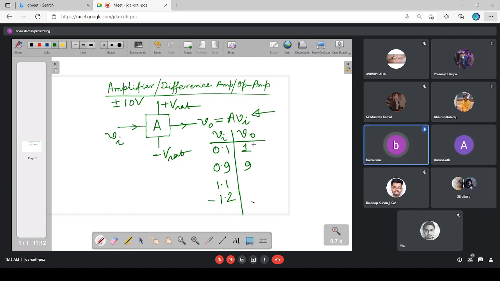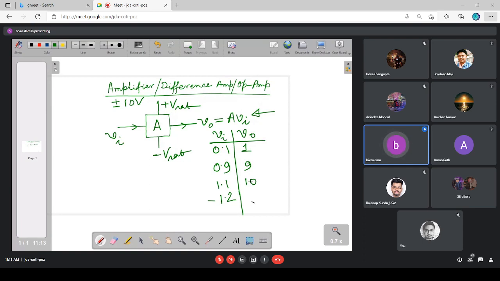When the input is 1.1 volt, what is the expected output? 11 volt. But what will be the actual output? 10 volt. Because my positive output voltage should be coming from the positive DC source, and the value of that positive DC source is plus 10 volt. So I cannot get anything beyond that voltage level. My output will be clamped to the 10 volt level.